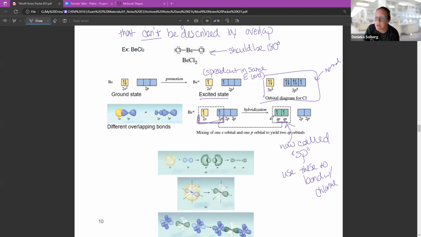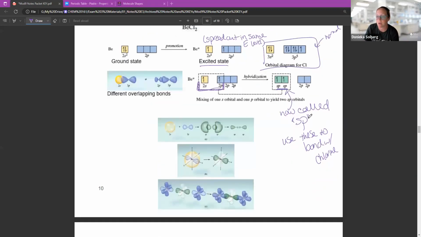Okay, so then these two are going to be able to overlap. So they're now called sp. We use these to bond with chlorine. This one can bond with one chlorine, this one can bond with another chlorine, and they will be exactly the same now. So we can get this nice even distribution of electrons, and those two bonds on beryllium will be the same. Okay, so the hybridization part is really what's going on here.